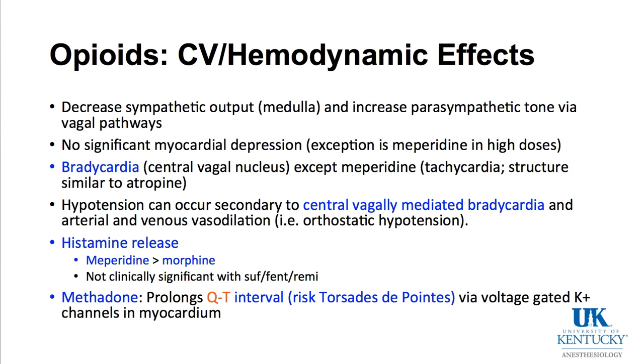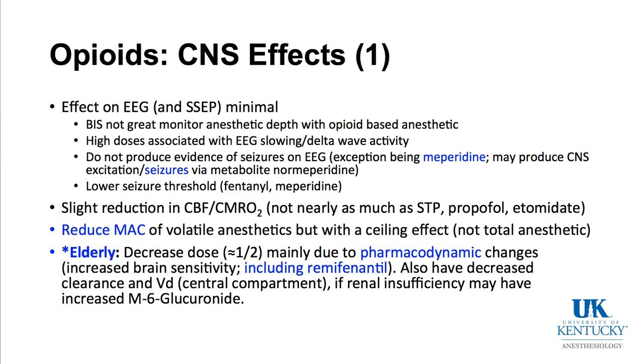Methadone can prolong the QT interval, and with prolongation of the QT interval can result in R-on-T phenomena and polymorphic ventricular tachycardia or Torsades de Pointes. What about the central nervous system? What do opioids do there? And let's look at that as a keyword review now.